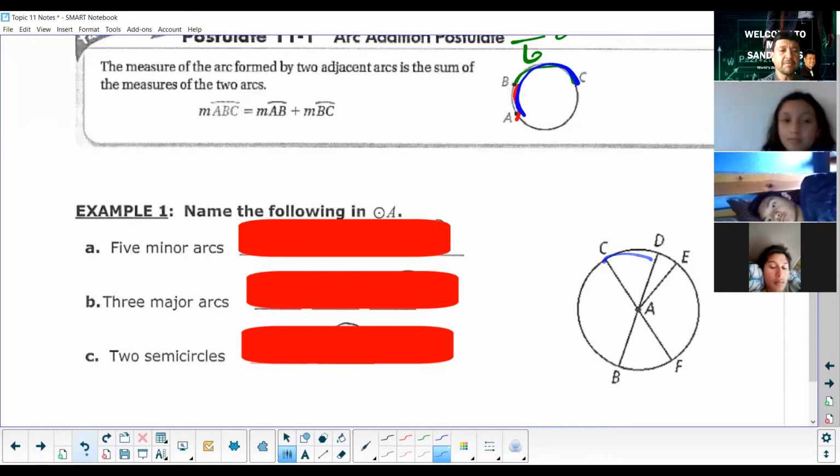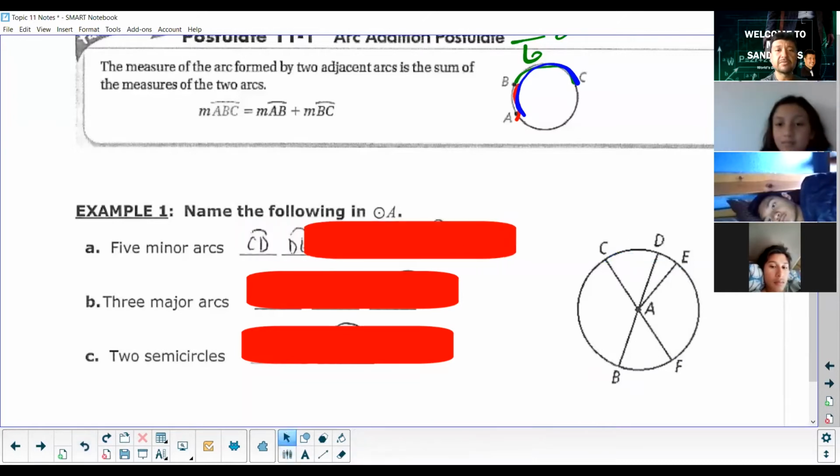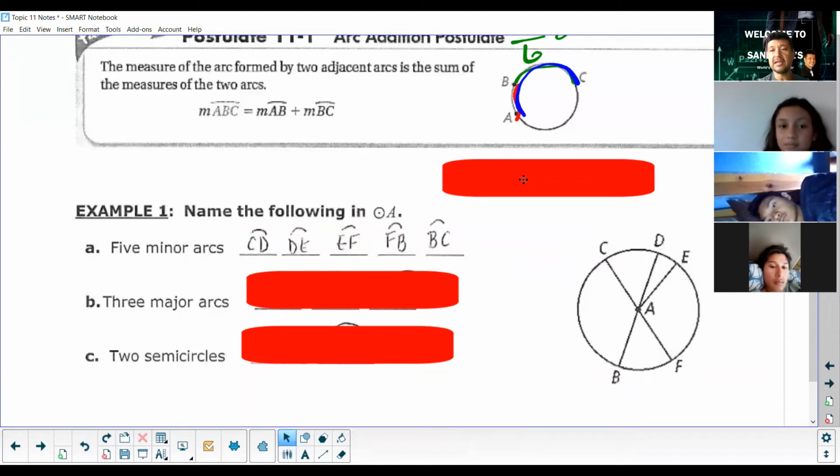So I think there might be more, but here are the results. If you want, go ahead and write these down. When you're rewriting your notes, you write these down as well. Find the minor arcs, and try your best to draw the circle. Okay, now let's do 3 major arcs.